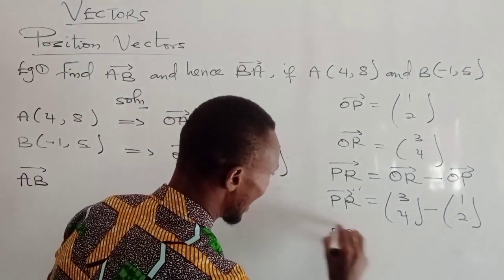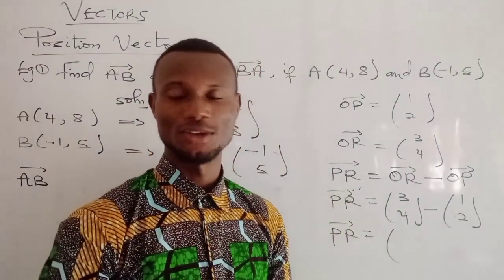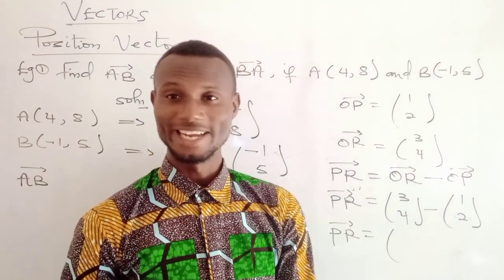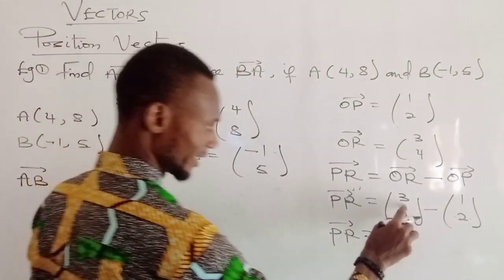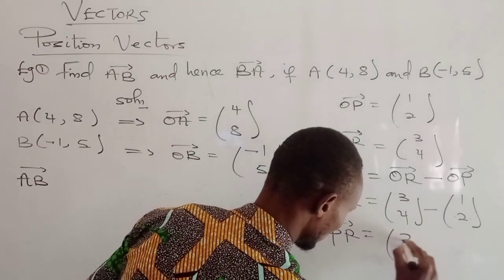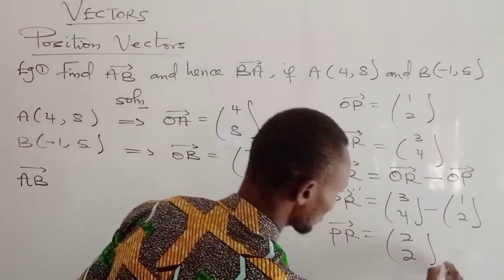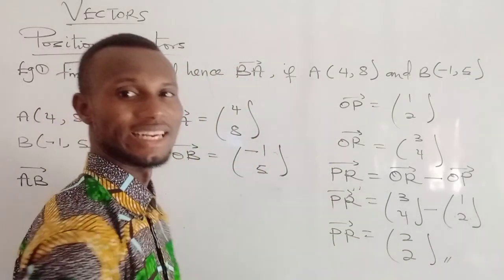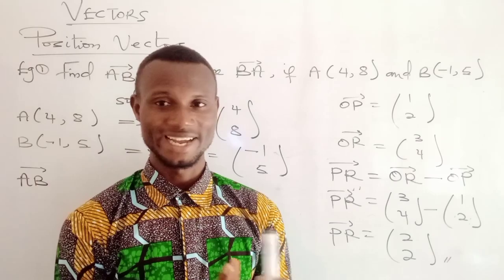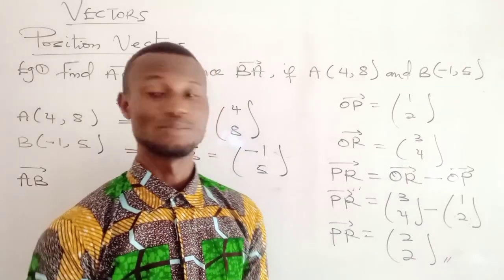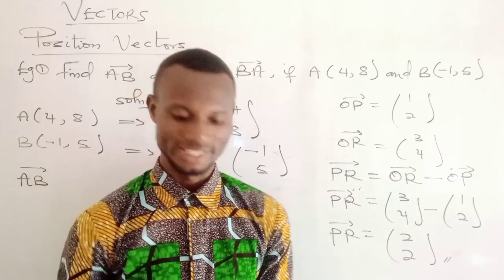So my vector PR will be equal to this. We just apply the knowledge that we've had on addition and subtraction of vectors. That's what you are applying here to simplify this one. So 3 minus 1 is going to give you 2, and 4 minus 2 is also going to give you 2. So this is your answer for finding the vector PR. I hope the explanation is clear enough up to this point. Let me use one more example to explain it before we handle the question that I have on the board.